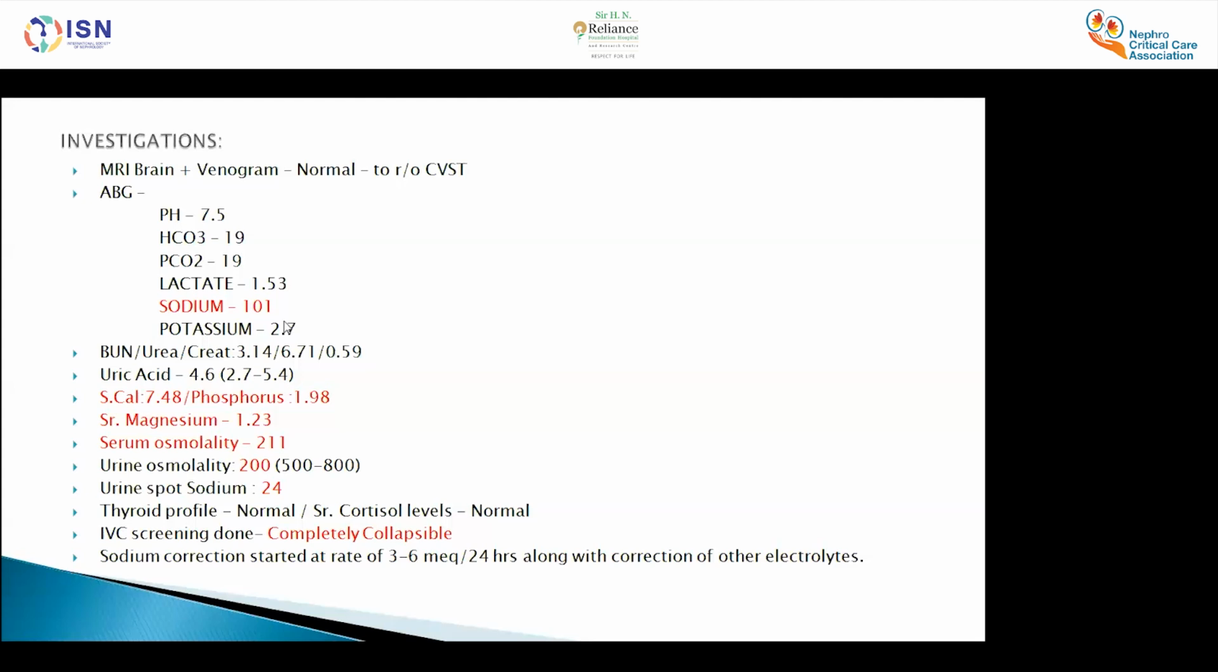Thyroid profile and cortisol levels were normal. IVC screening was done, which was completely collapsible. So, considering all the parameters, we kept the diagnosis of hypovolemic hyponatremia, and sodium correction was started at a rate of 3 to 6 milliequivalent per 24 hours, along with correction of other electrolytes.